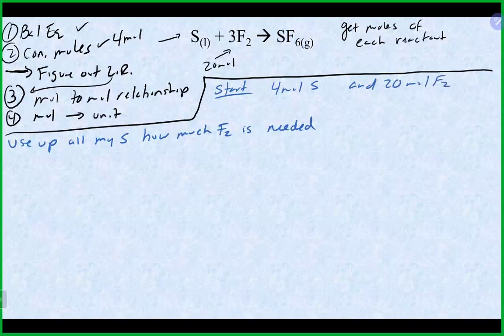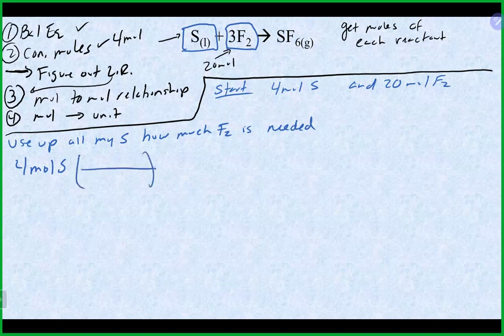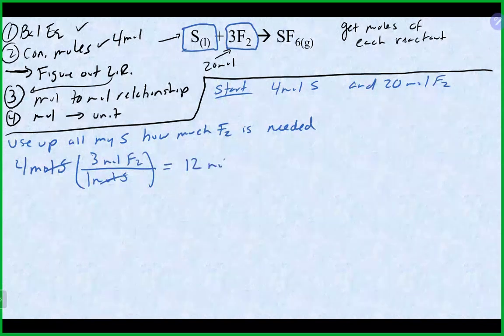So to do this calculation, we're going to take our starting amount of sulfur, which I want to use up. I'm going to go to the equation and find the mole to mole relationship between these two. And that is a 1 mole to 3 mole relationship. So we're just going to do a little calculation here where I go 1 mole of sulfur from the equation gives me 3 moles of F2. The moles of sulfur will cancel. That's going to give me 12 moles of F2 is needed.